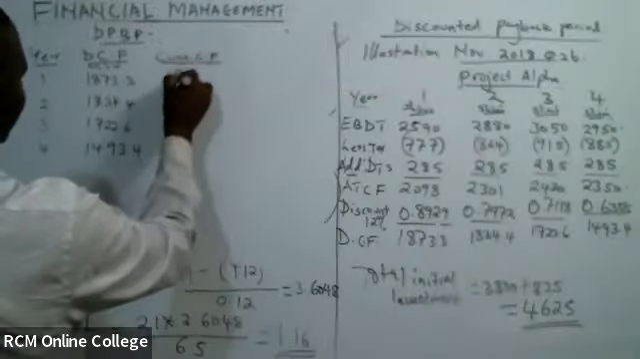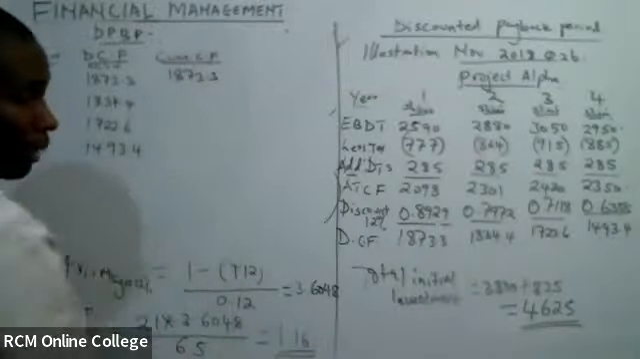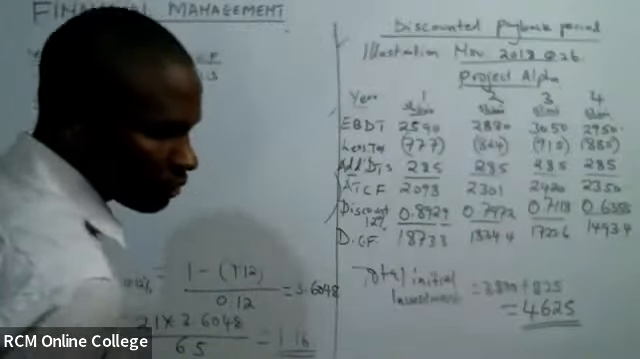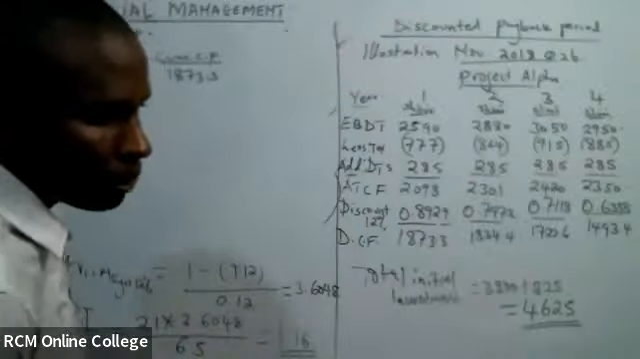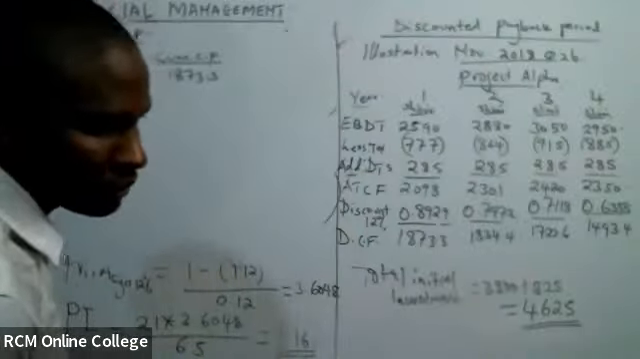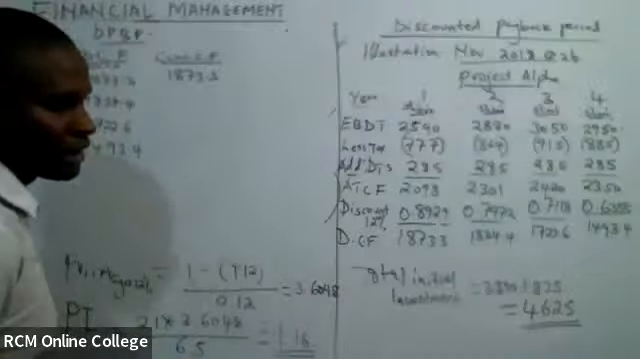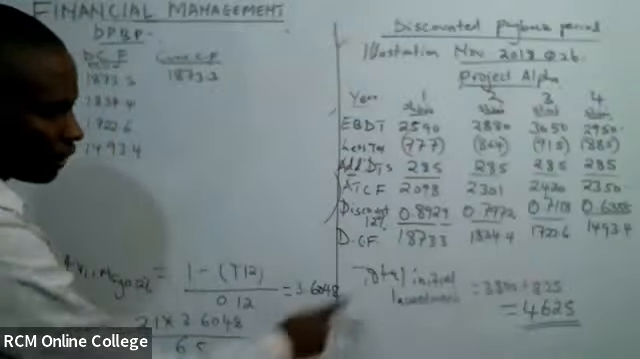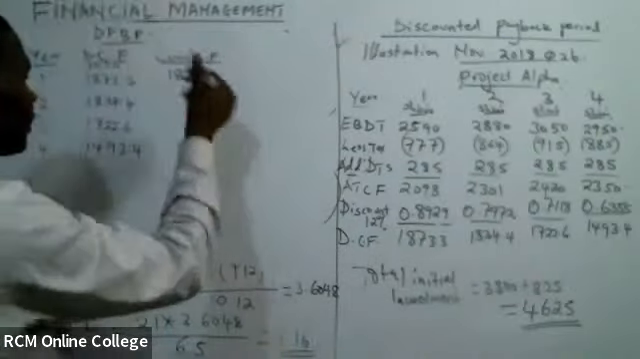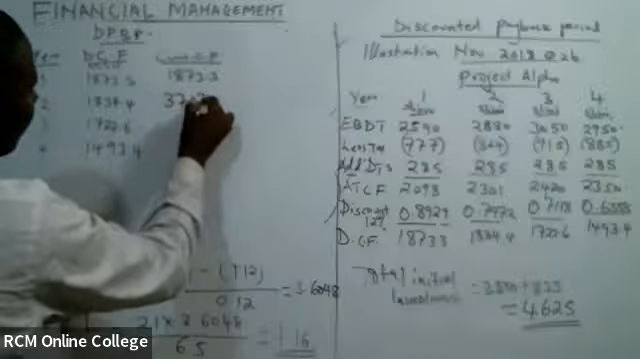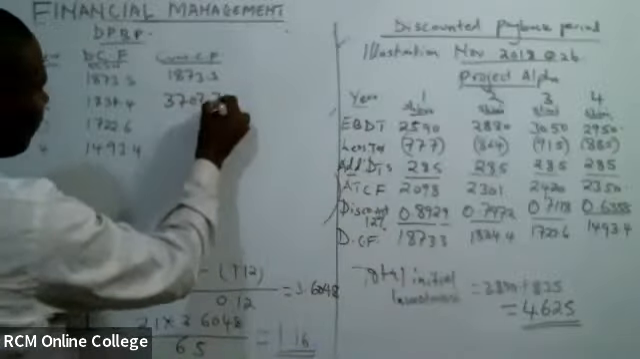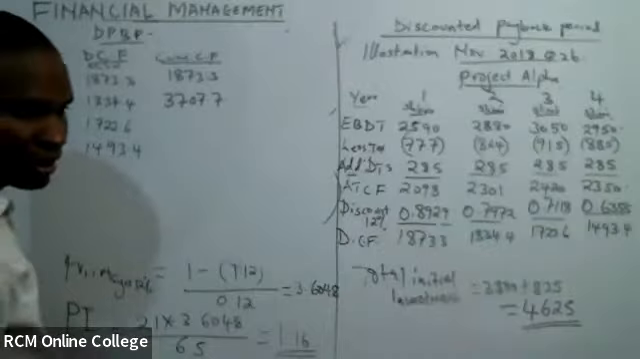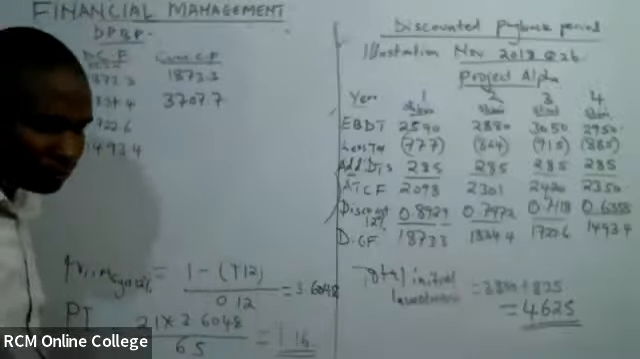So ya kwanza naleta 1873.3. Ya pili kwa ngapi? Ongeza kwa ngapi? Ongeza hizo mbili tu. Nataka kufika kule. 3707.7. Nikiongeza hii hapa itakuwa more than 4625 hapo kwa investment.